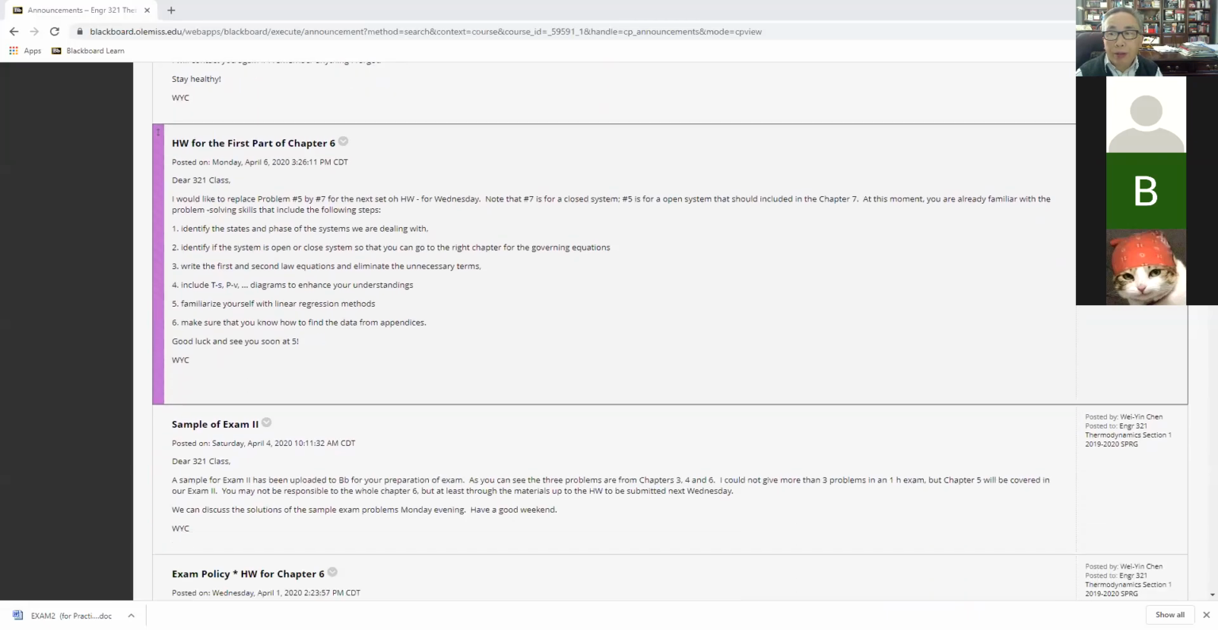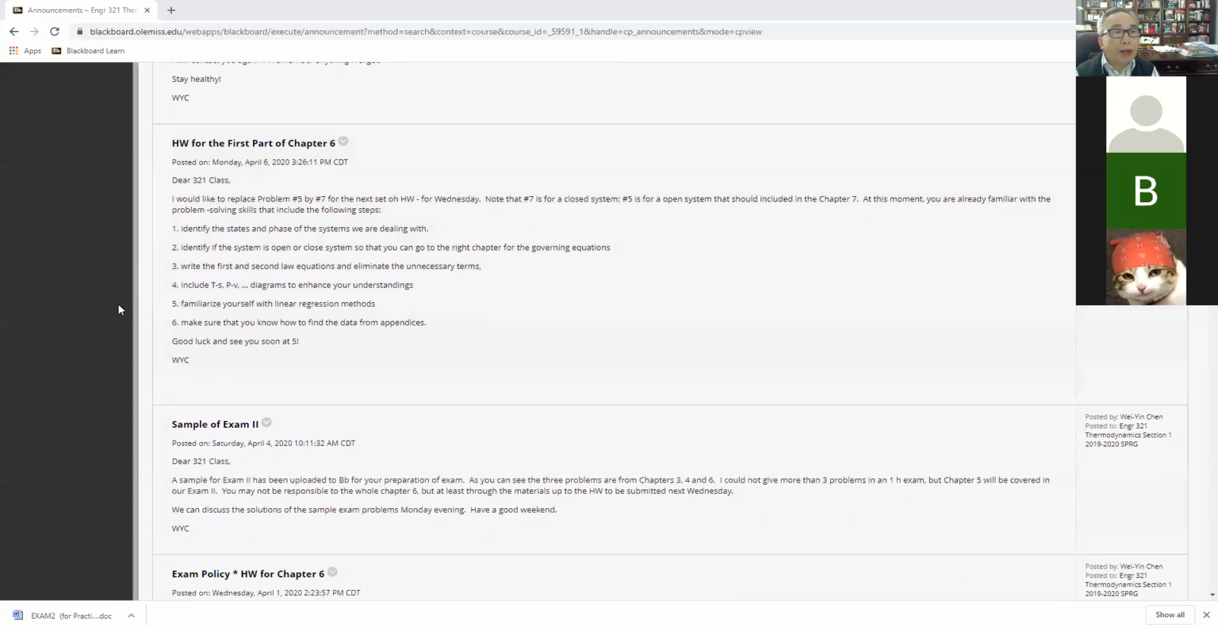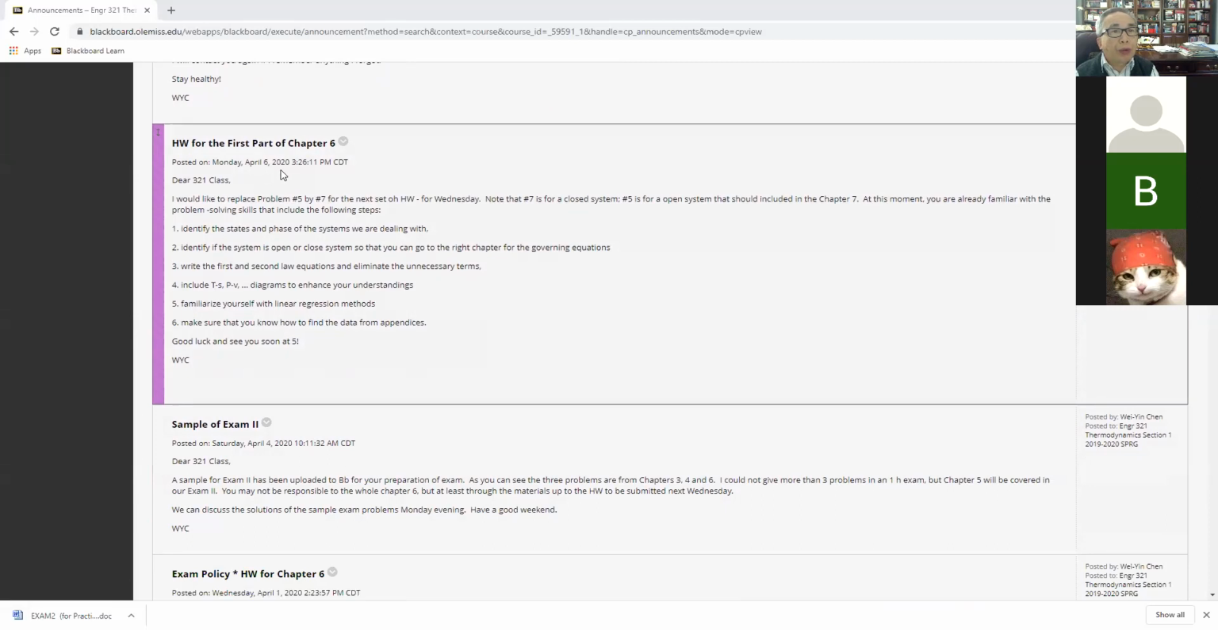Okay, now you can see this is the email I sent to you 3 or 4 days ago. To analyze a problem, first you have to choose the system. Usually it's very obvious. For this course, it should be very obvious. It's a tank, it's a fluid inside a piston cylinder device, or a complete heat engine or heat pump, that's a closed system. If you have a container with fluid coming in and out, that's an open system.